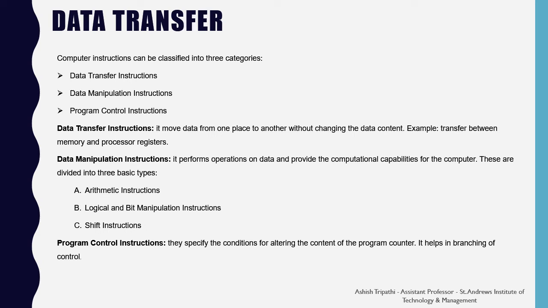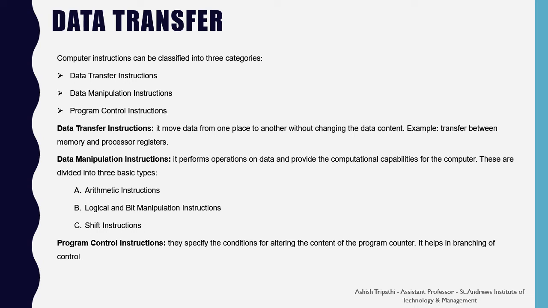Data manipulation instruction. It performs the operations on the data and provides the computational capabilities for the computer. These are divided into three basic types: arithmetic instruction, logical and bit manipulation instruction, and shift instruction. So whenever we want to perform a calculation, suppose we want to add two numbers, or multiply two numbers, then this can be done with the help of data manipulation instruction.